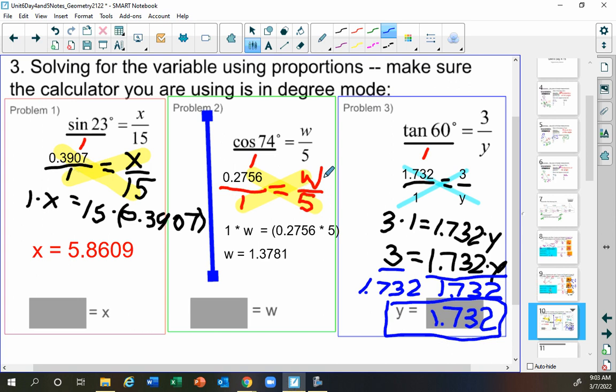And actually, to make our lives a little easier, we could have switched the Y and the tangent of 60, and we would have gotten the exact same answer. All right, questions, anybody up to this point?